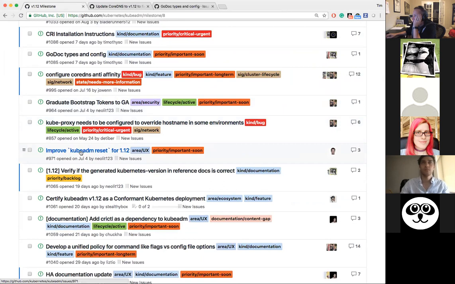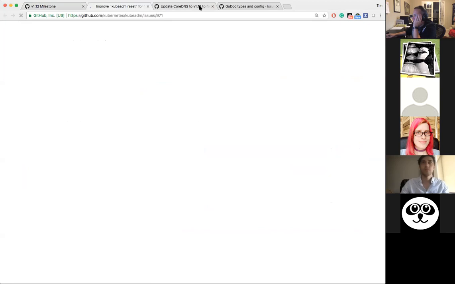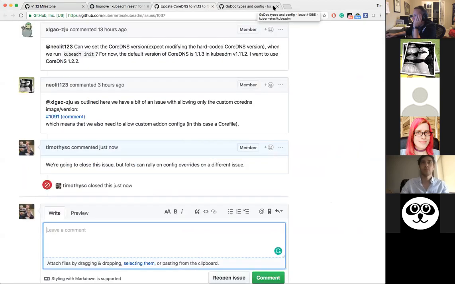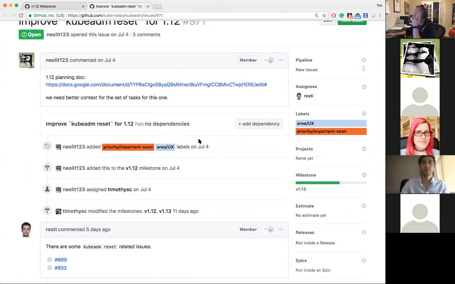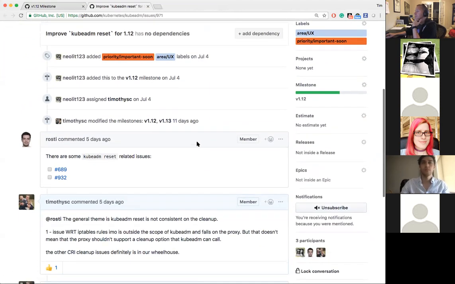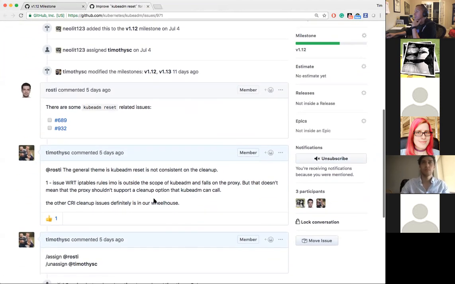Kubernetes reset. Ross, we talked about this a bit online. Do you have any questions, comments, complaints, concerns about this one? Yeah, I'm still not very sure what I should do. I did some testing, but aside from several empty folders, I don't see anything left over.